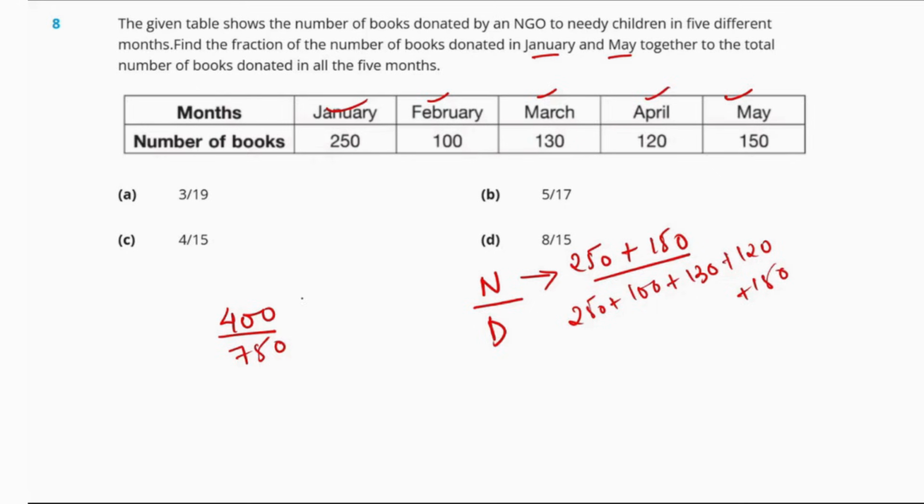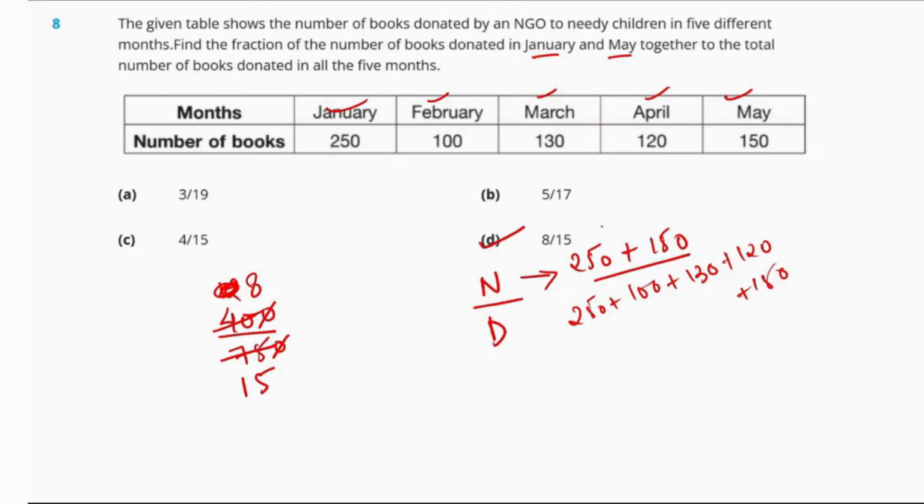Now can we convert this fraction into the simplest form? Yes, we can. First of all let us cut down these two zeros. Now if we take the table of 5, this will become 12 and this will become 15. Wait, this will become 8. Sorry, I have made a mistake. So this will become 8 and this will become 15. So the right answer to this question will be option D, that is 8 upon 15.